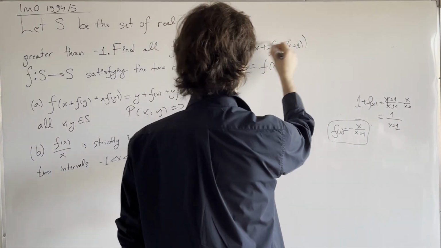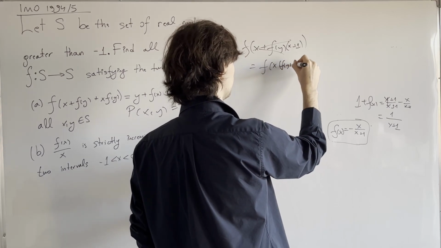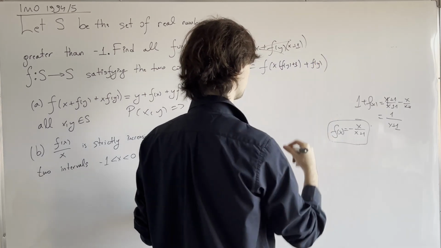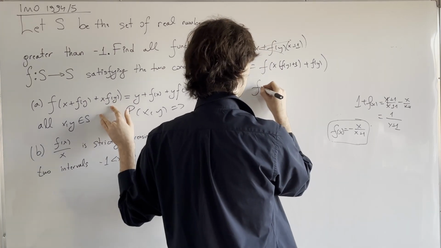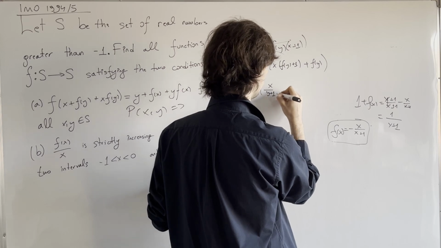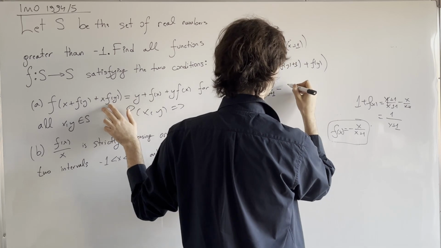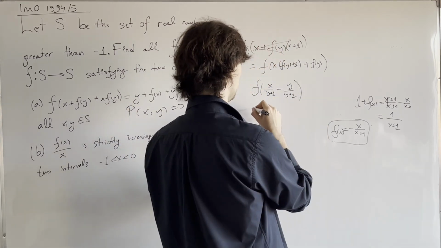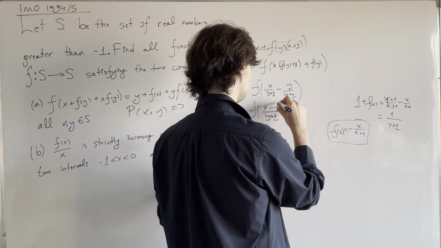So I want to do that the other way around. I want to write this as x times f of y plus 1 plus f of y. And then this becomes f of x over y plus 1 minus y over y plus 1. So this is x minus y, so this is f of x minus y over y plus 1.